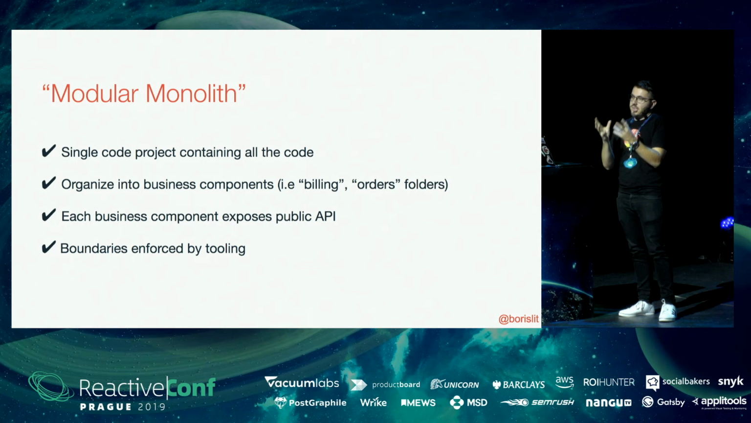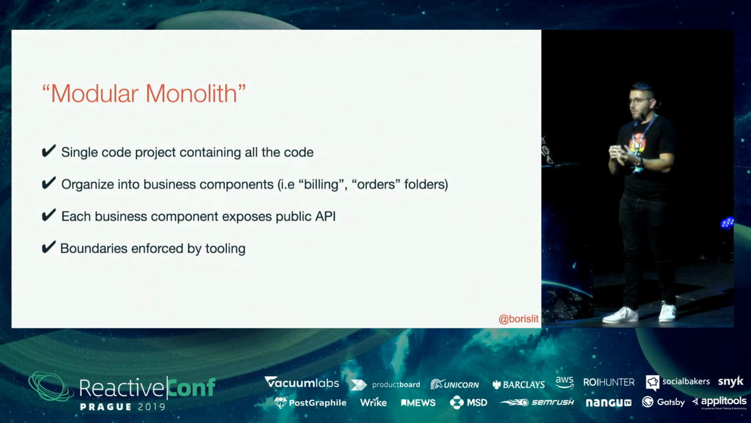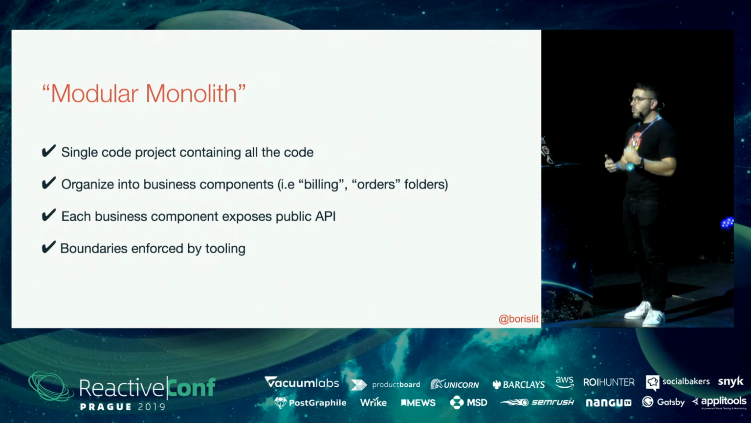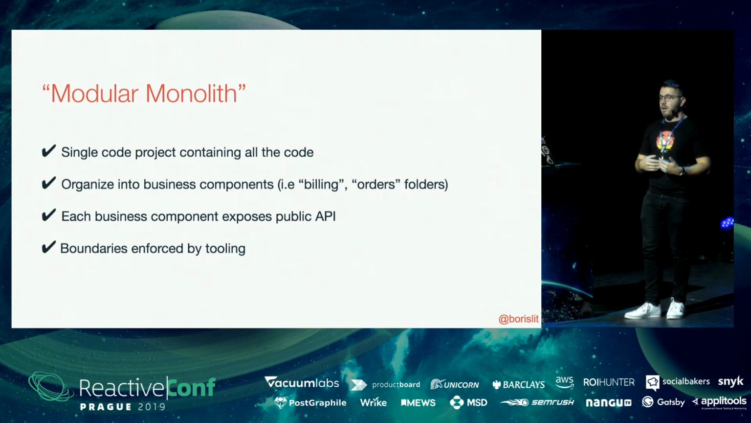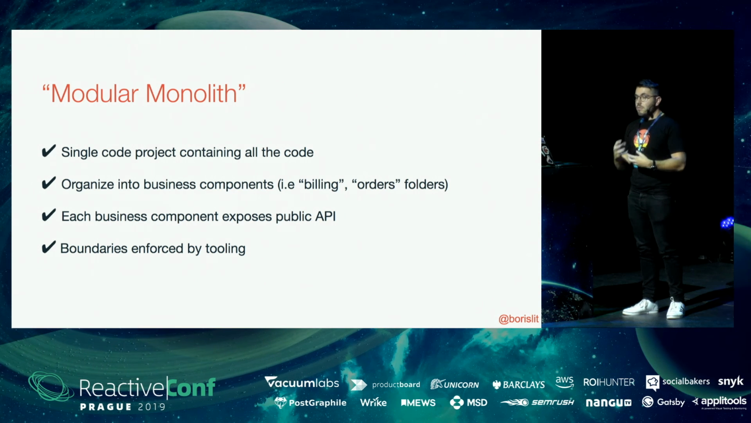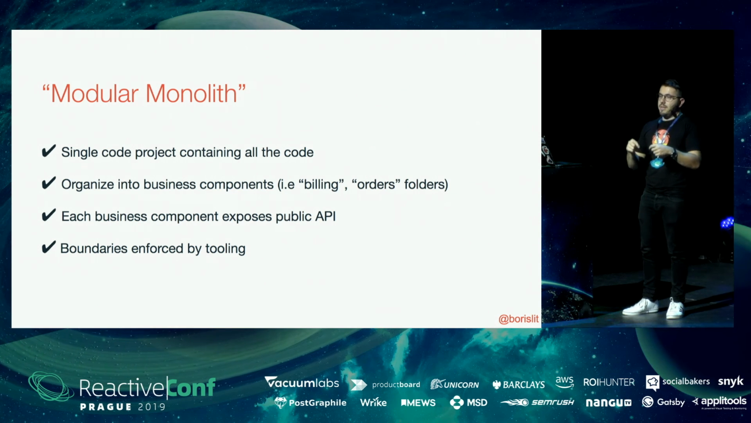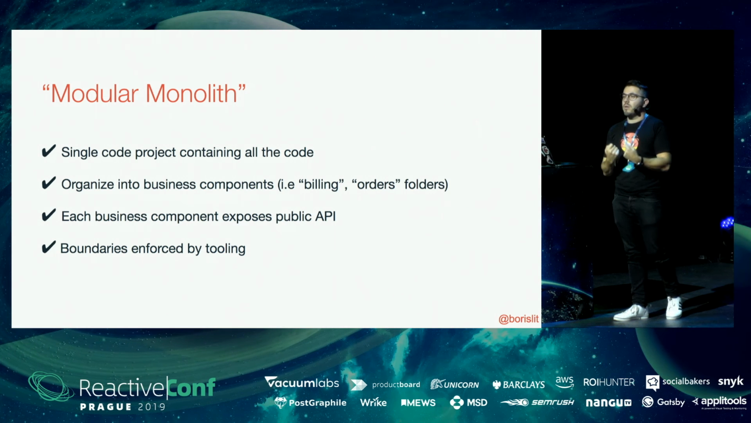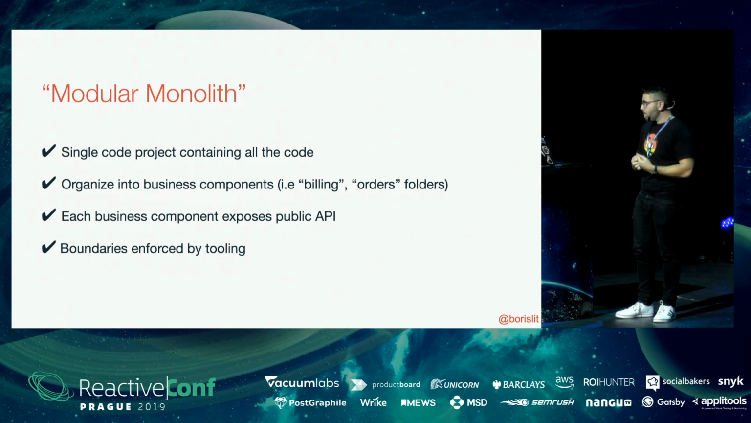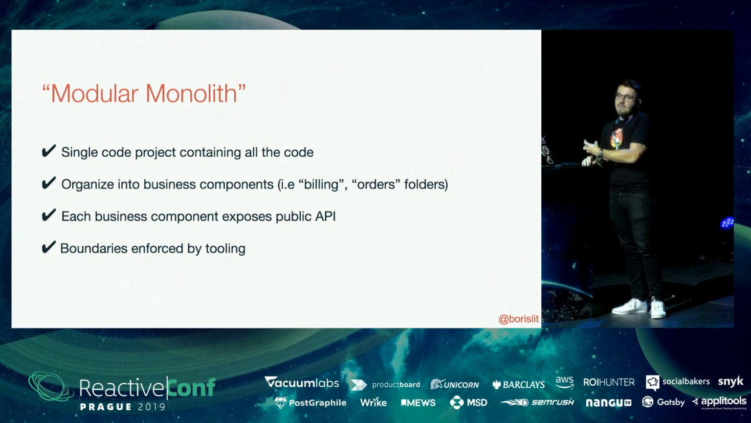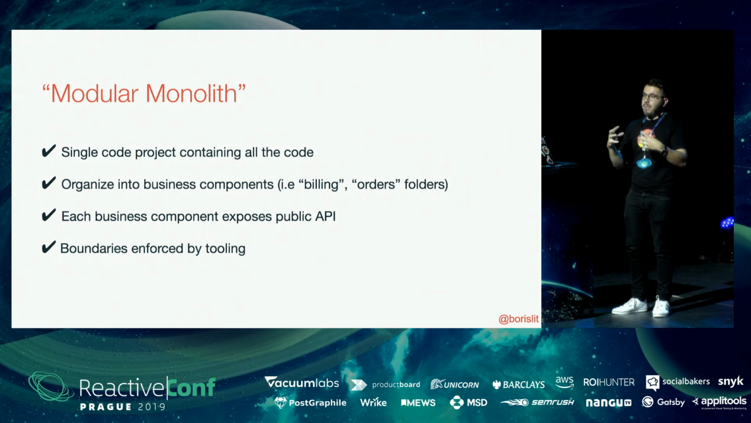Now, this is still one code project, so basically other folders can import whatever they like. So this is where tooling comes in handy, because you can use stuff like linters, custom rules to enforce that basically the public API of each component is the only thing being used, okay? So what that gives us is basically the same boundaries, but it allows us to evolve them easily.